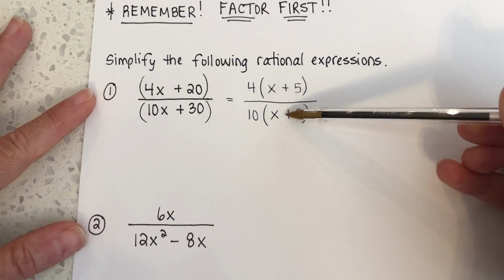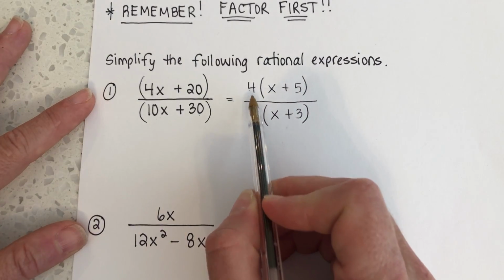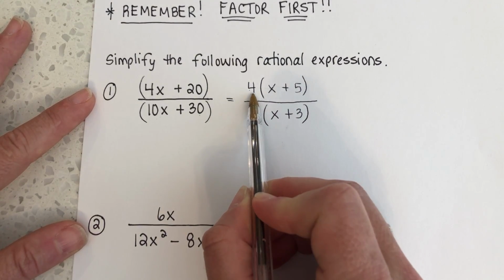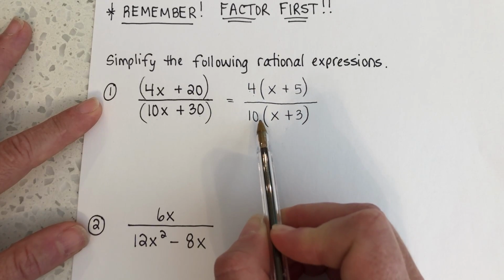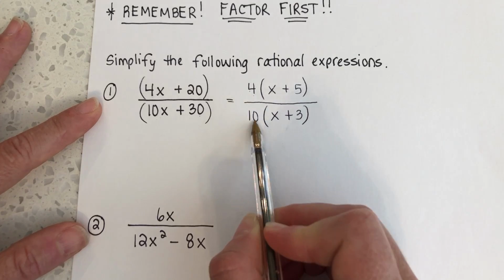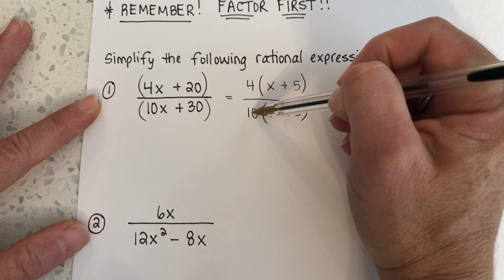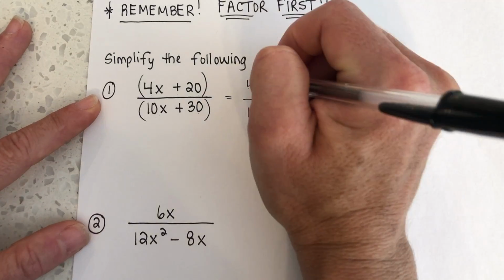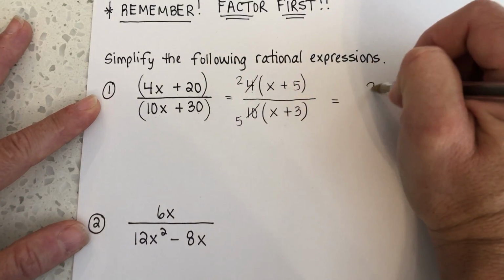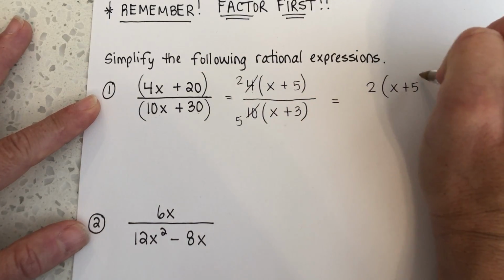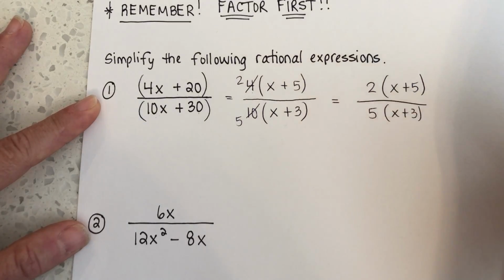So this and this are definitely going to be a part of our answer, which means the only thing we can maybe reduce are our individual numbers, because guess what? 4 is attached to this by multiplication now. 10 is attached to this by multiplication. So since they're attached to the next piece by multiplication, they are fair game to reduce. So what does 4 over 10 reduce to? 2 goes into both, so they reduce to 2 and 5. So your final answer is going to be 2 times x plus 5 on the top over 5 times x plus 3 on the bottom.